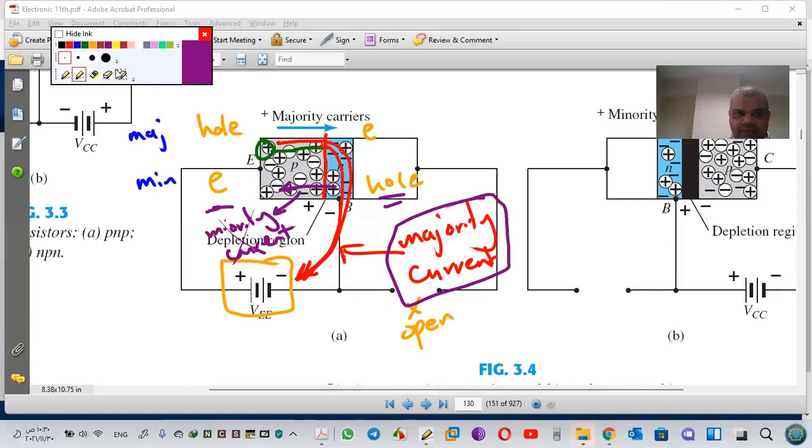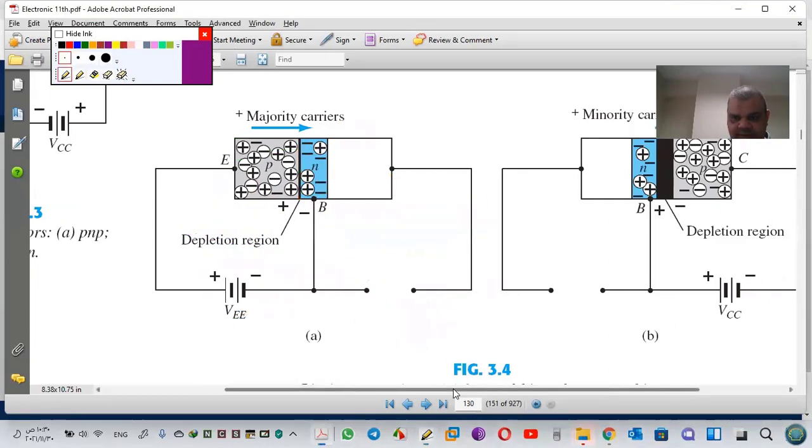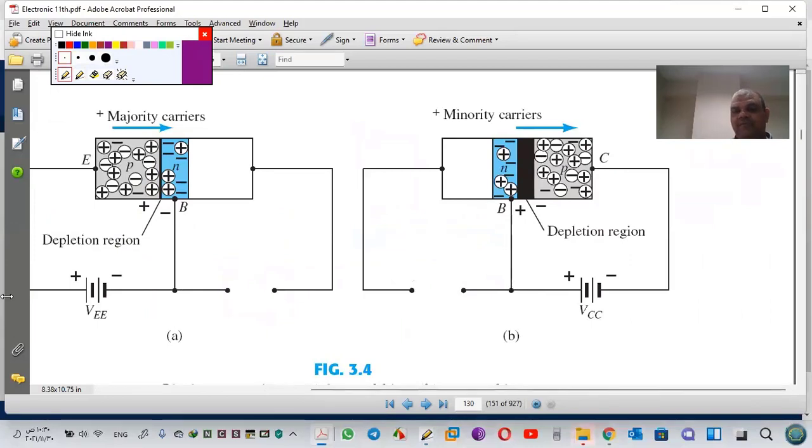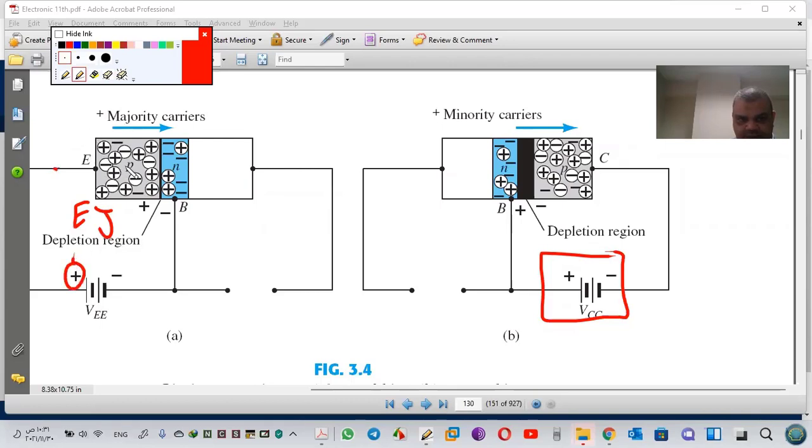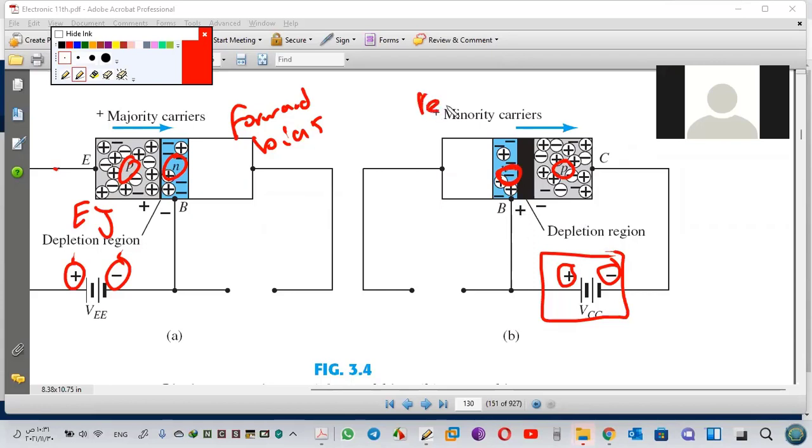Now, another case: we connected a battery, VCC. By the way, see this junction: positive with the anode, negative with the cathode, so it is forward bias. See here, positive with negative, positive with the other side, so it is reverse.